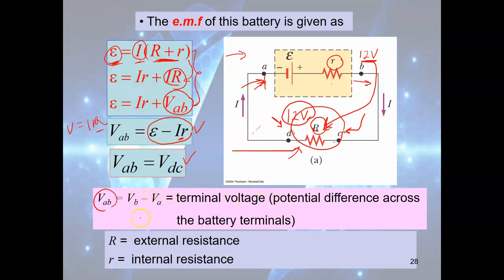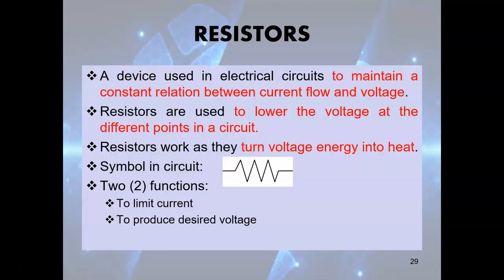And R over here, which is our capital letter R, is an external resistance, which is owned by the resistor itself, and the small r is our internal resistance, which is owned by our battery. So this is actually the expression of the relation between the internal resistance and the resistance from the resistor itself.